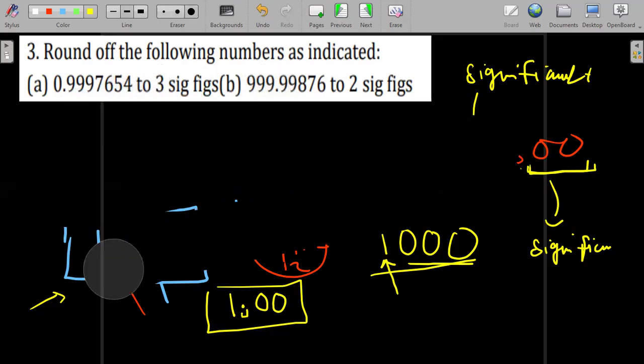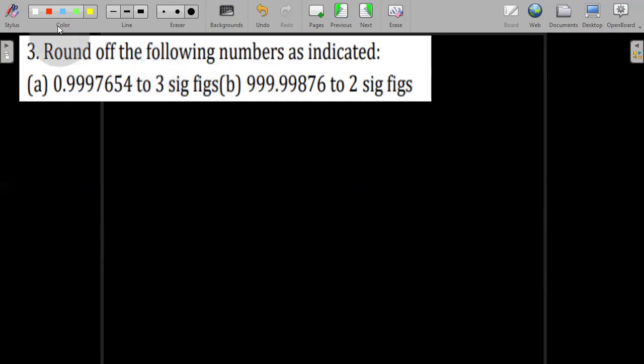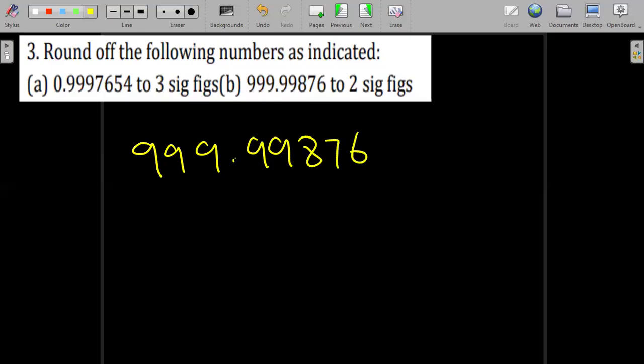Okay, so we are going to use the same rules that I just explained. So the next one now we have 999.99876. So we want to round off this number to two significant figures. So the two significant figures, it means we have to round off from here. So we check this number. Is it greater than or less than 5, or greater than or equal to 5? We see that this number is greater. So it means we have to add a 1 to this number here.